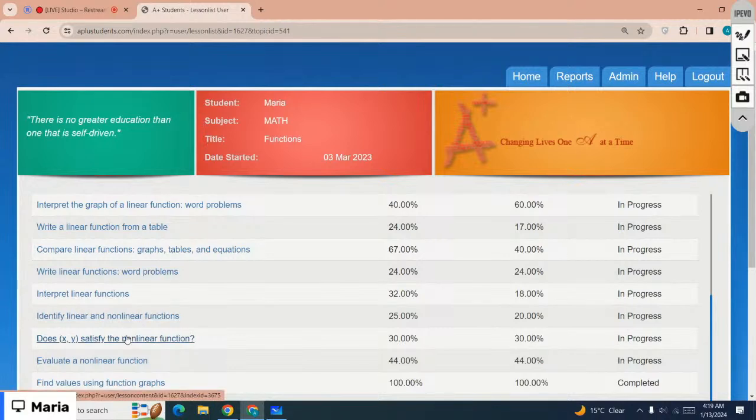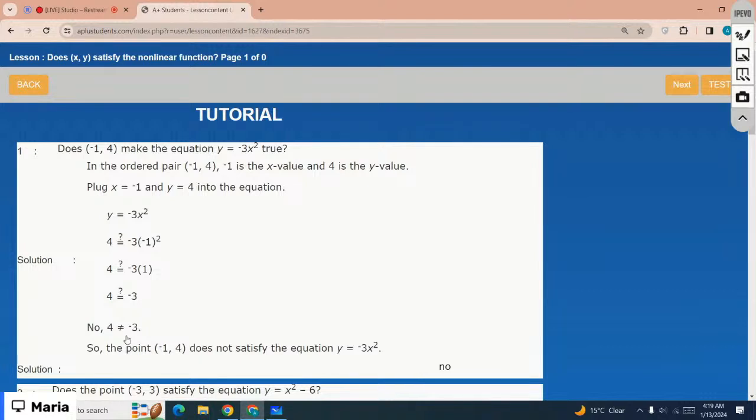Does (x, y) satisfy the non-linear function? Okay, you are given a point. You have to see if that point satisfies the non-linear function. So whenever we are given a point and you have to see if the point satisfies the function, what we have to do, we simply replace the values given in the point in the equation, right?